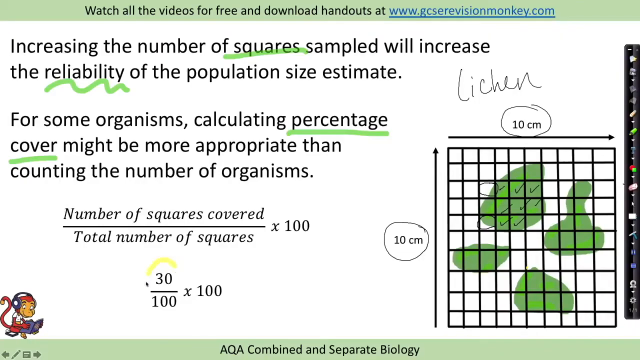So if I've estimated that 30 squares in total are covered by the lichen, and there are 100 squares on the grid, then 30 divided by 100 times 100 will give us an answer of 30% coverage.